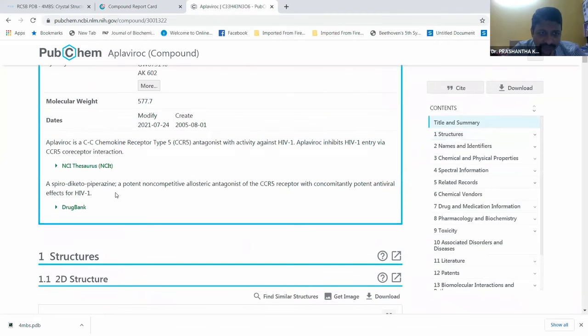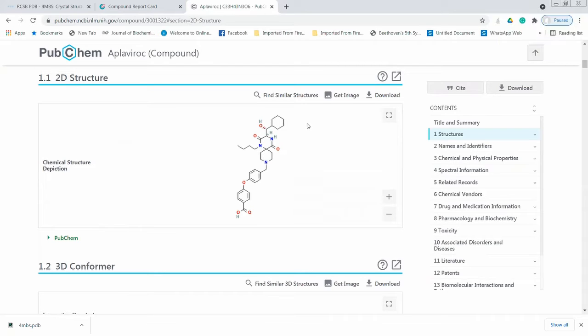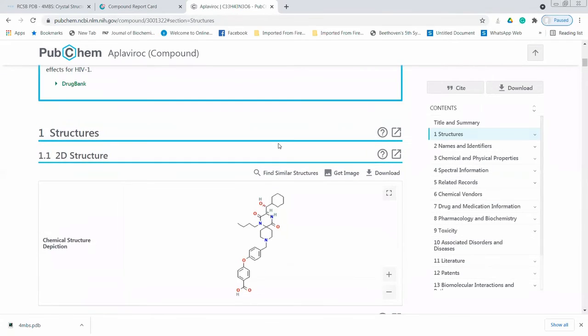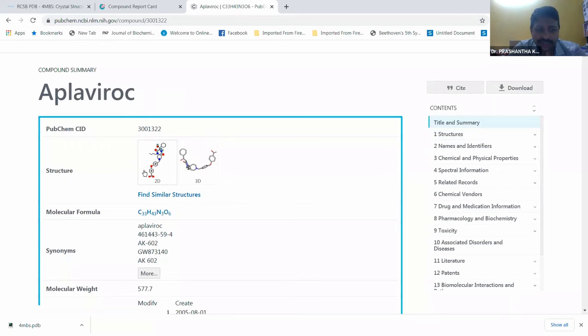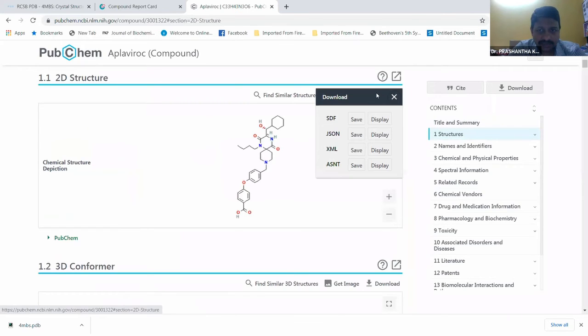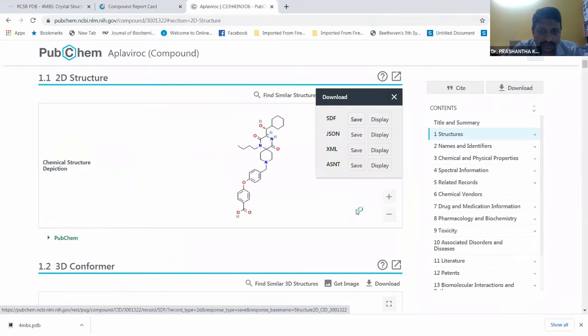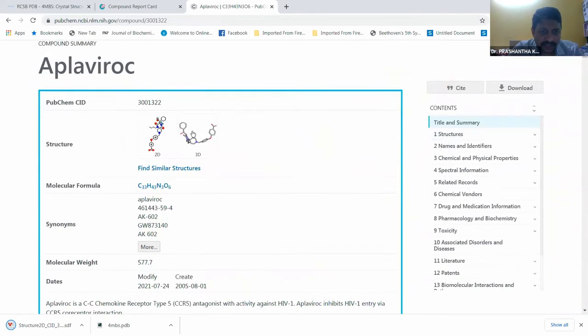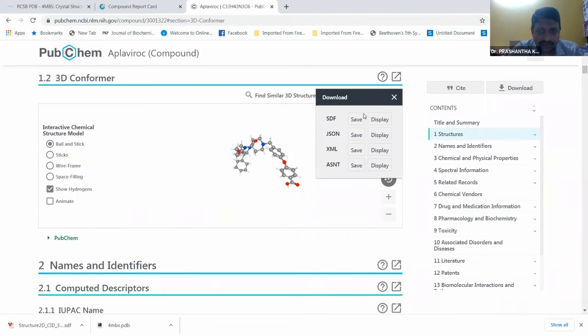Yes. If you have only the 2D and the 3D is not there, we can convert the 2D to 3D and then use it. Let's see, I will do both. If I select the 2D and say download, SDF, okay, download this one. This is the 2D getting downloaded. Save this. And let's select the 3D. This is the 3D structure, where we can rotate. Then download.